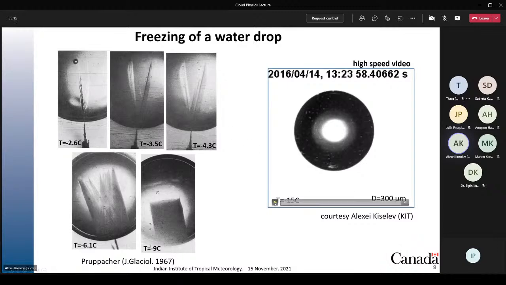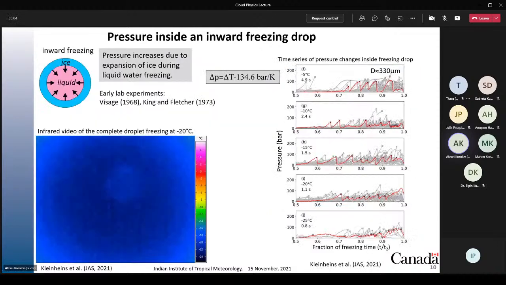I want to show a video which was kindly provided by Alexei Kiselev from Karlsruhe Institute of Technology. You can see how the ice network is growing through water. This is a little ice particle which nucleated a droplet with a diameter of 300 micrometers, and you can see how the ice network is going through. It's interesting that this ice mesh, slushy ice, which is formed inside the droplet, is only 15% of the total mass. So that's how a droplet freezes at the first stage.